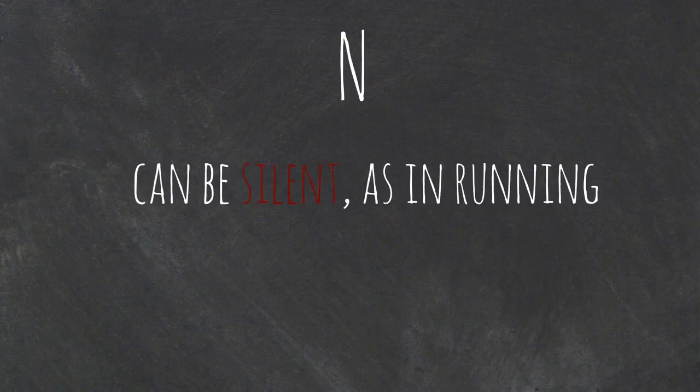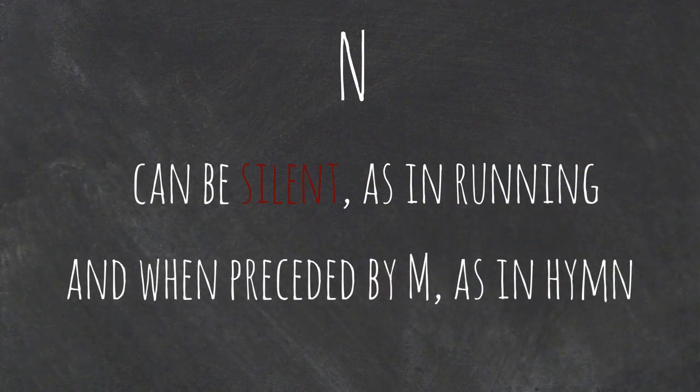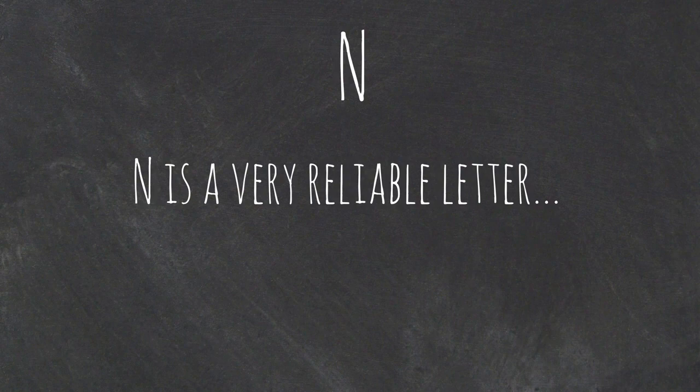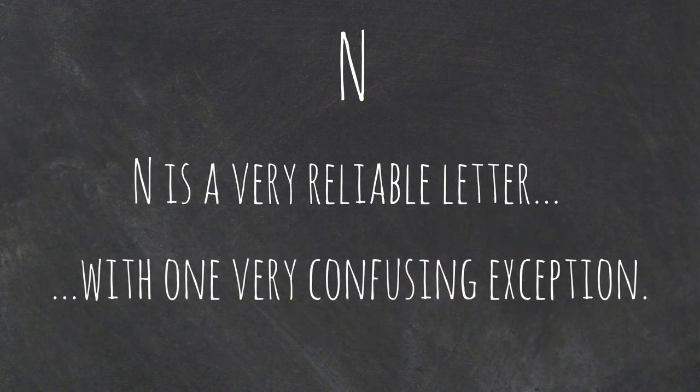So let's talk about N. Again, N can be silent as in running. This goes back to that 2 like consonant generalization that we've been referencing throughout the podcasts. Additionally, it can be silent when it's preceded by M. If we think about the word him, we don't hear the N sound. The M makes all the noise for us. So aside from its silent patterns, N is a very reliable letter, with one very confusing exception.